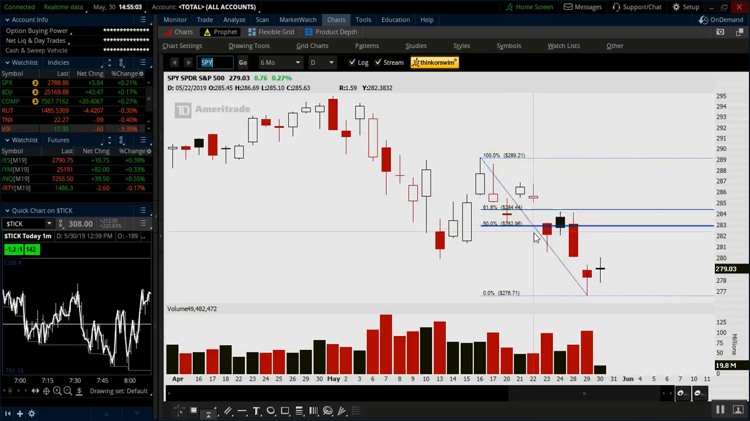282.90, we'll call it, for an entry, and just divide those two and take, it's about 2.5 bucks. And if you wanted to risk $100, let's say, then you divide 2.5 into 100 and get about 40 shares, and that's the size of the position that would give you a risk of $100.